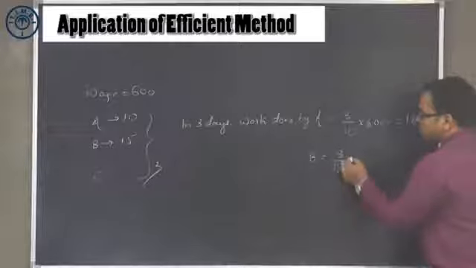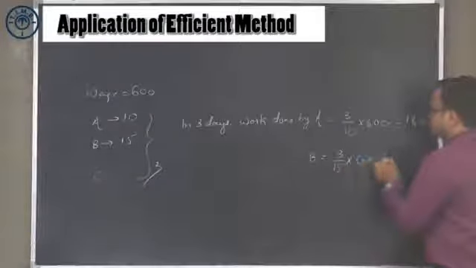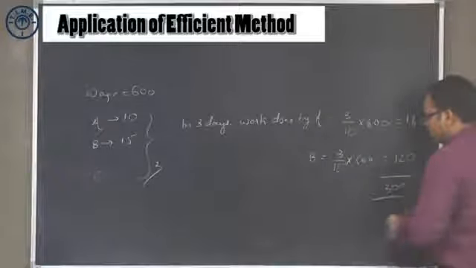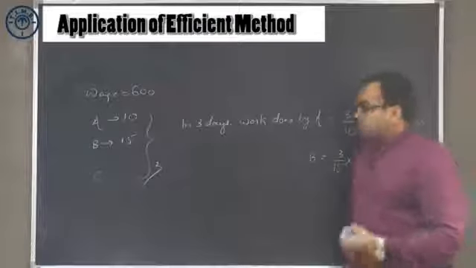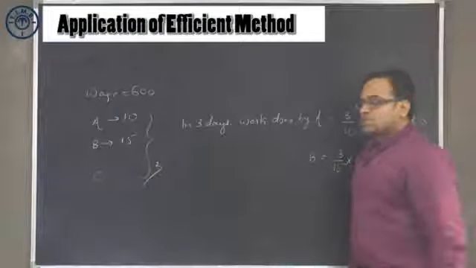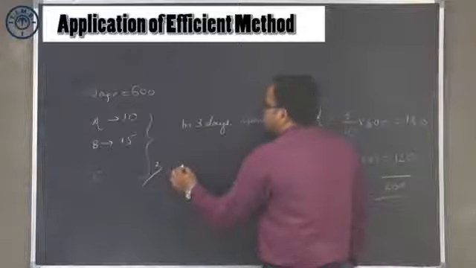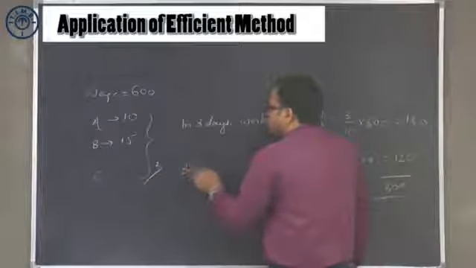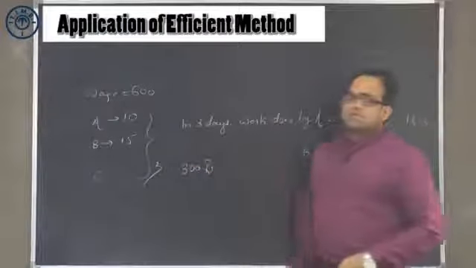Similarly, B is doing 3 by 15 of 600. So this is 600 divided by 15 is 40, 40 times 3 is 120. So he will get 120 rupees. Between these two gentlemen, they have got 300 rupees. If they have got 300 rupees, total wage is 600. Naturally, C will get the remaining 300 rupees. So 300 rupees is what C will get in this case.